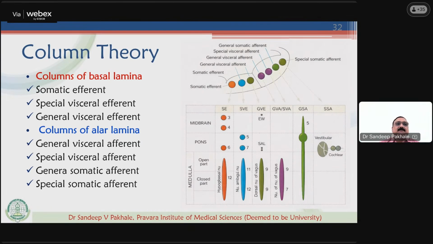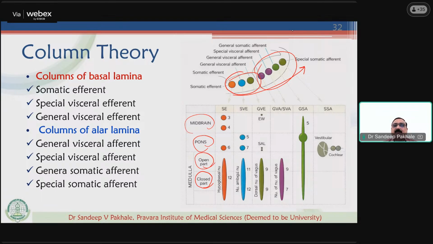So if we see here, there is a column theory, and we can see the closed part of the medulla, open part of the medulla, pons, and midbrain, whose development we are going to see, in which from medial to lateral, these three are basal and these four are alar plates. Here is a summary of the functional columns of the basal and alar laminae in the brainstem.